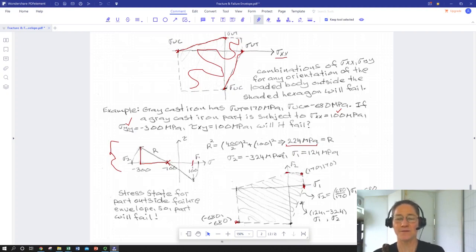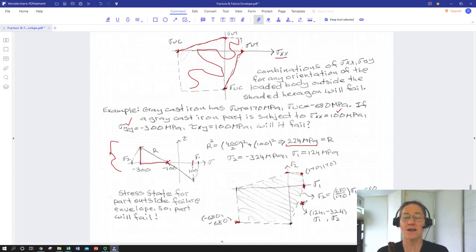And with that shape, all we have to do is plot sigma 1 and sigma 2. We'll go over 125 and we'll go down 325. So we'll plot a corresponding sigma 1, sigma 2, where sigma 1 means first principal stress, most tensile stress. So that's 124. And our most compressive stress is negative 324. So we're going to plot sigma 1 comma sigma 2 as a coordinate point, and we're going to find that it falls outside of our envelope. So that means the thing failed.